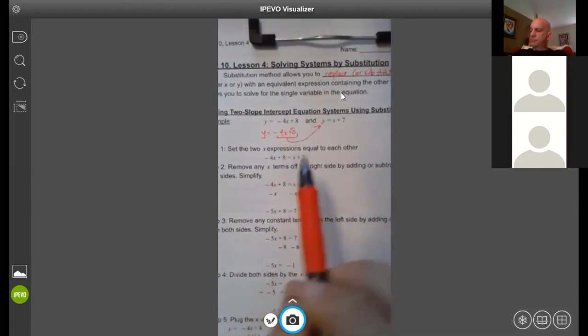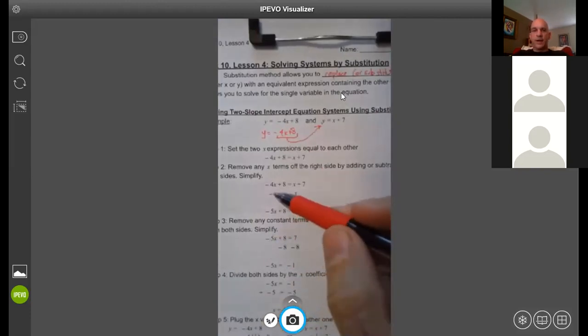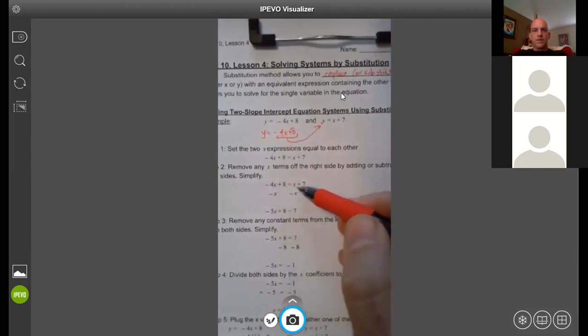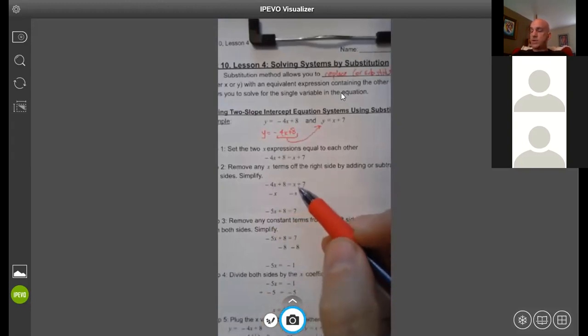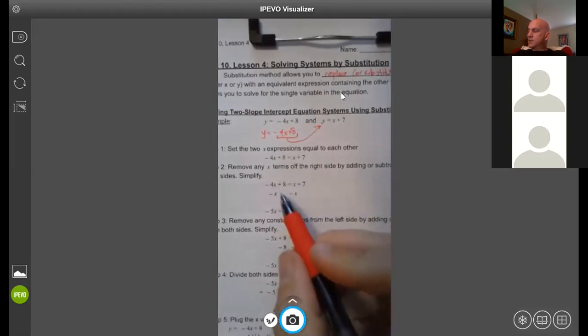Step two then, and this is where we get back into solving equations with variables on both sides, because that's what we have here. Our equation now only has x's. We don't have two variables, we only have one. So we can now solve this equation to figure out what x is equal to, okay? And that's going to tell us our x value at the point where they cross. So this will give us a solution.